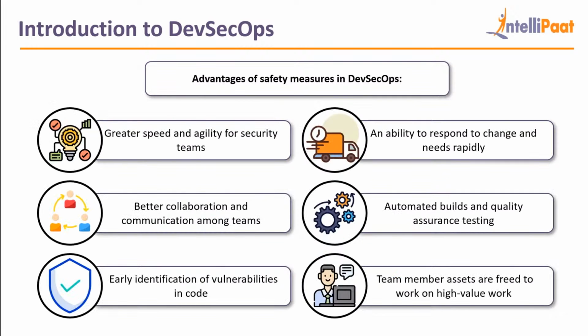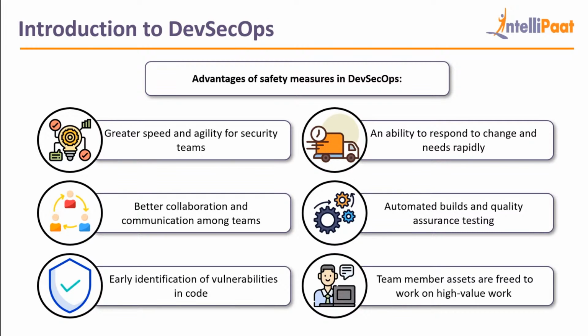So now, what are the advantages of safety measures in DevSecOps? So what are the advantages of DevSecOps which is not provided in DevOps? So greater speed and agility for security teams. So obviously every major company has a security team which ensures that the applications which they are creating, the data stored, are secure. So now, if the security team is integrated with the DevOps lifecycle, obviously they'll have a greater speed, and at each stage of the software development lifecycle, they can ensure that the maximum security is provided.